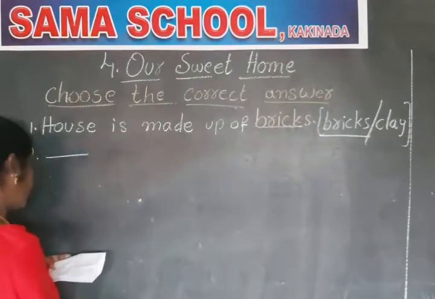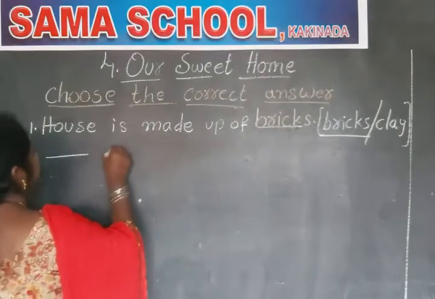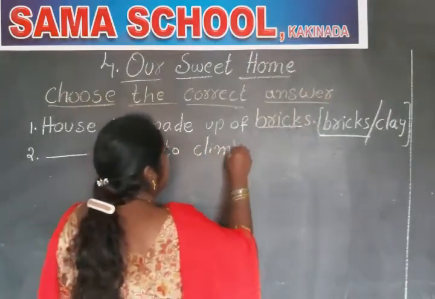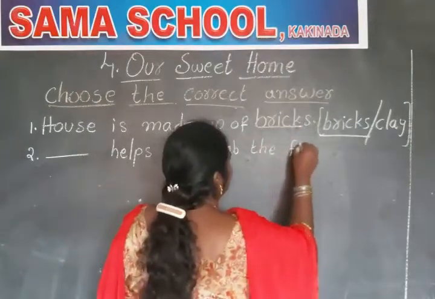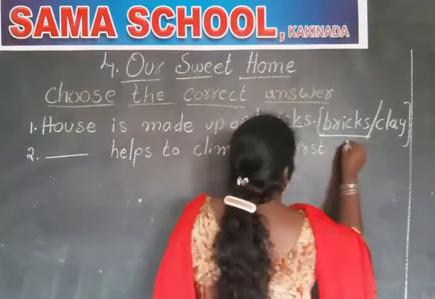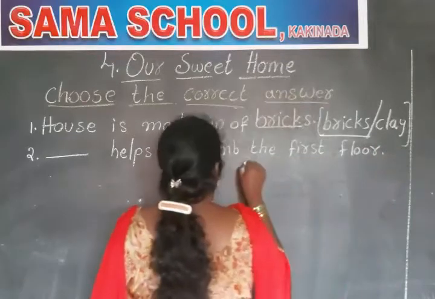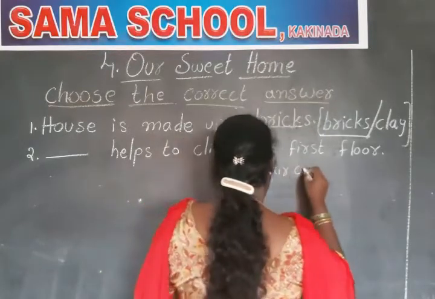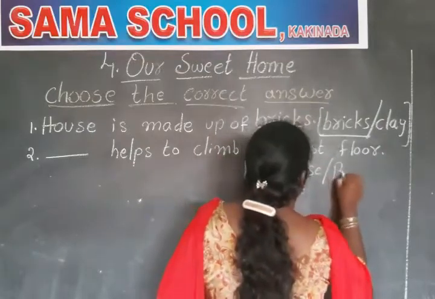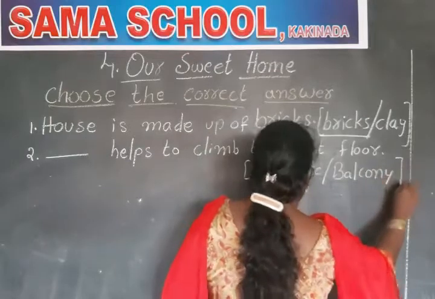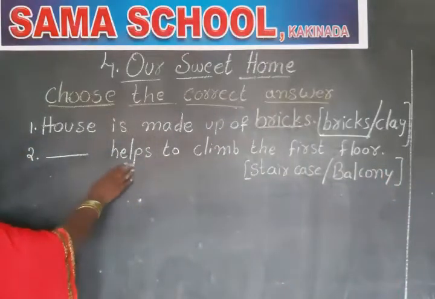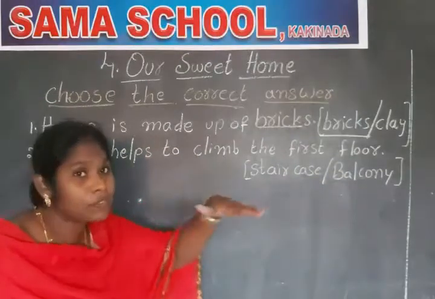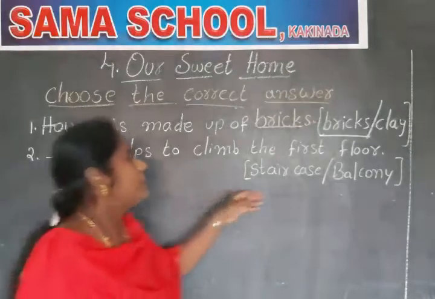Dash has to climb the first floor. What is used to go to the first floor? Staircase or balcony. If you want to climb the first floor, then what we will use? We have to use a staircase. Steps you use, or the lift you use. So, otherwise, can we use the balcony?